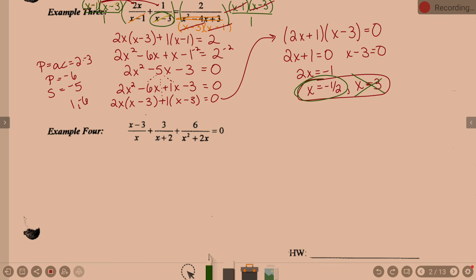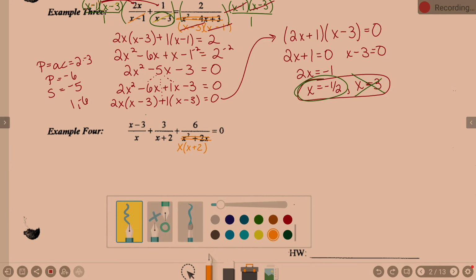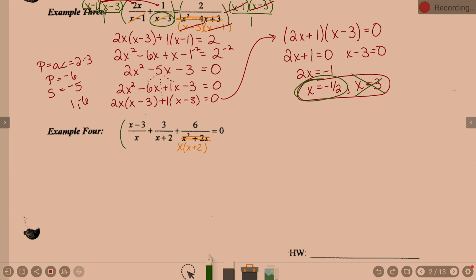X squared plus 2x has a GCF of x. And when you factor out that GCF of x, you just so happen to get x plus 2. Hey, what do you notice? Okay. I have x's as factors and x plus 2's as factors. So what am I multiplying every part of this equation by? X times x plus 2. So we're going to multiply by x and x plus 2. What we do on the left, we do on the right.